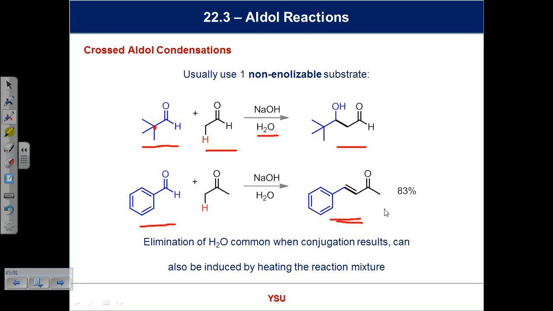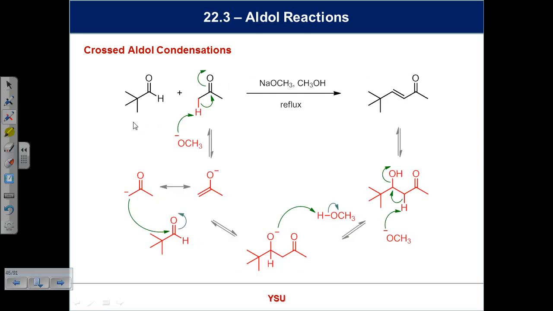This will go to the product because it's completely conjugated, and so this doesn't have to happen at high temperature. That's the difference. So be careful here. If you want to go to these guys, usually you heat things up and you try and get rid of the water as it's formed. And again, here we have a setup where we have a non-enolizable material, and we have one that does have a proton attached. So we can take off the proton from the ketone, we can form the enolate.